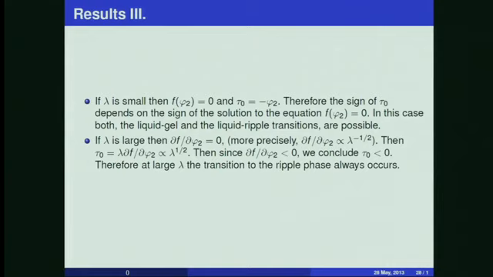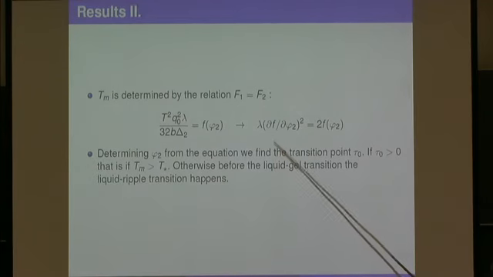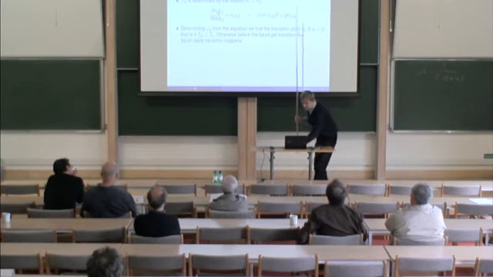In the opposite case, if lambda is very, very large, it means that in the equations I considered before, this derivative should be 0. Or more precisely, you could estimate it as inversely proportional to the square root of lambda. It's written here.